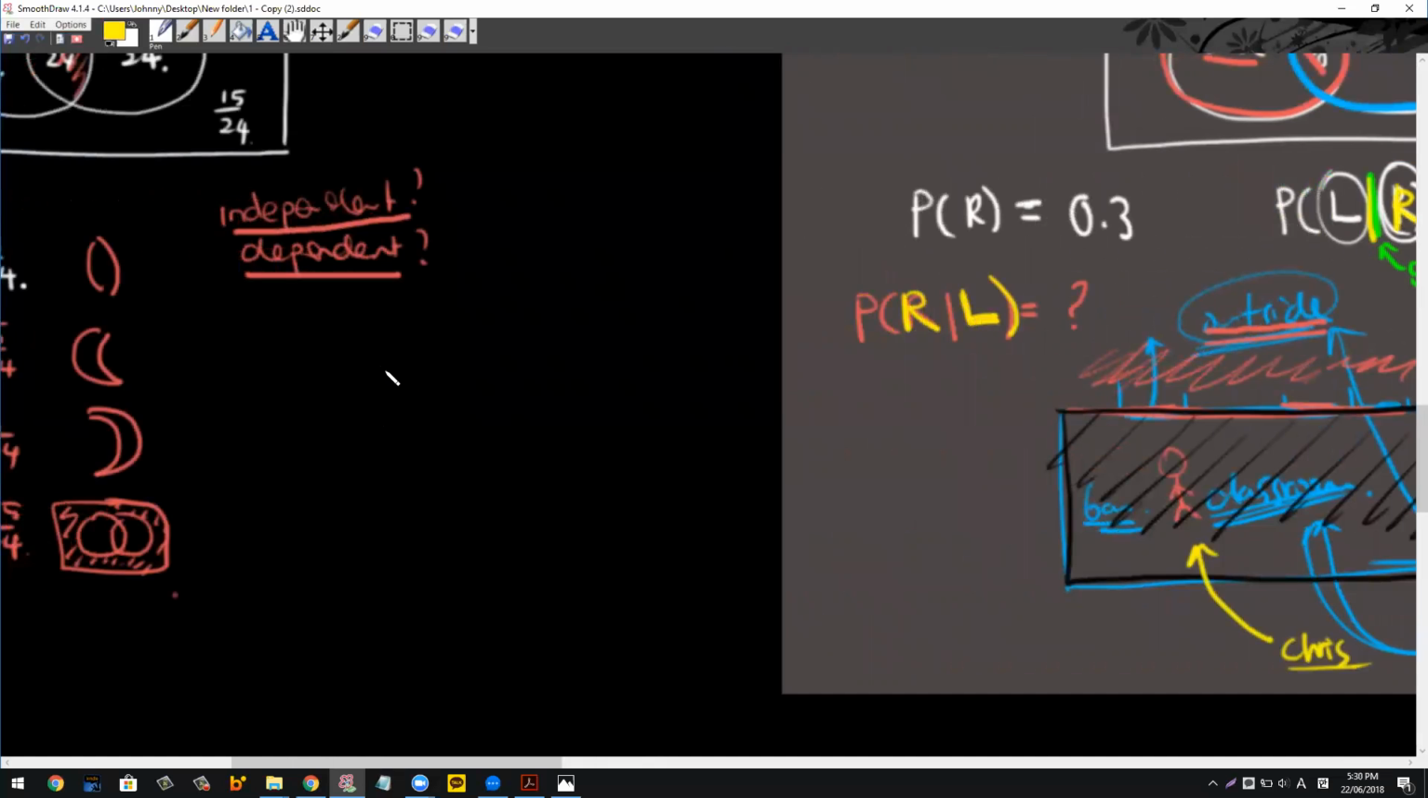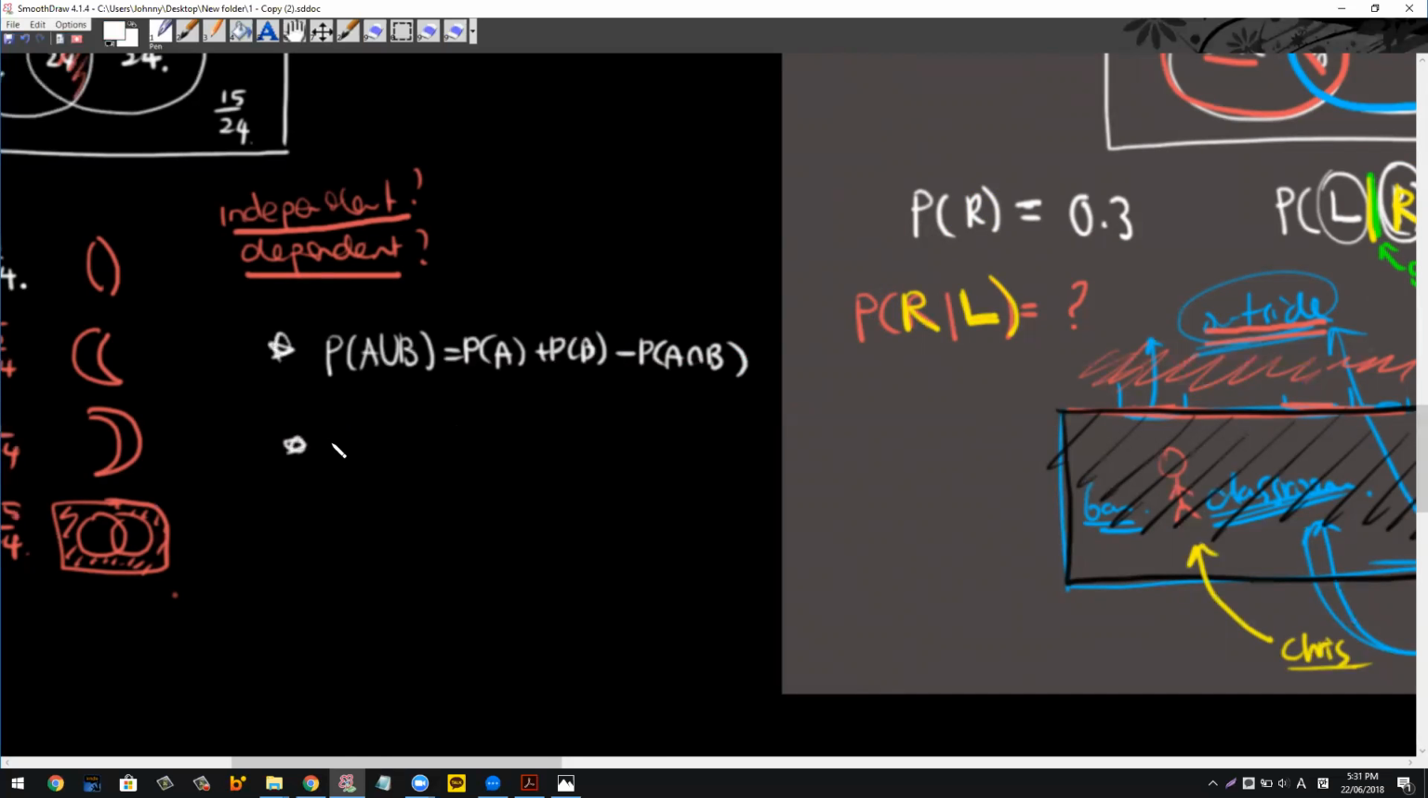The formula that we have learned so far is probability of A or B equals probability of A plus probability of B minus probability of A and B. This was pretty much the only equation we learned, okay?